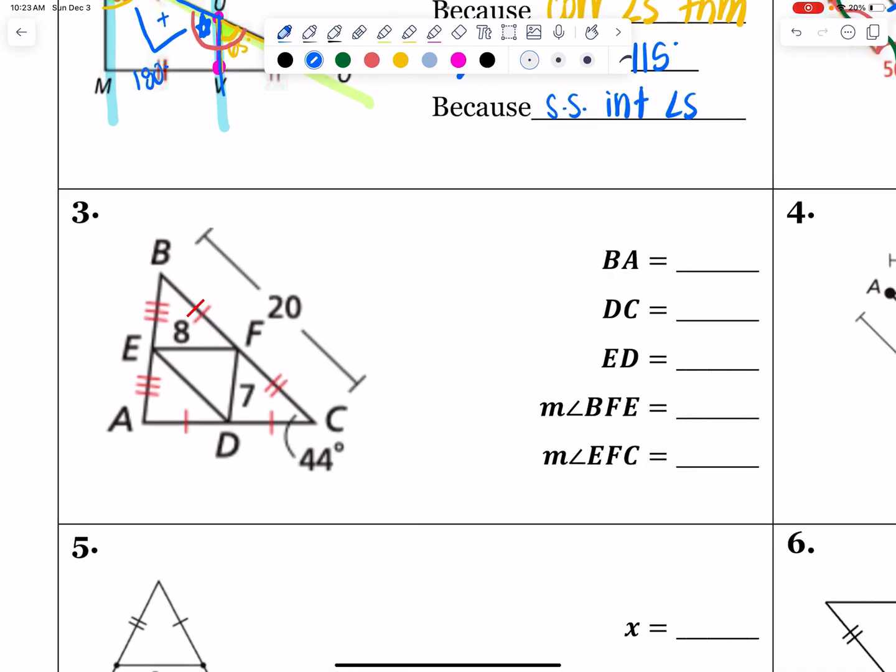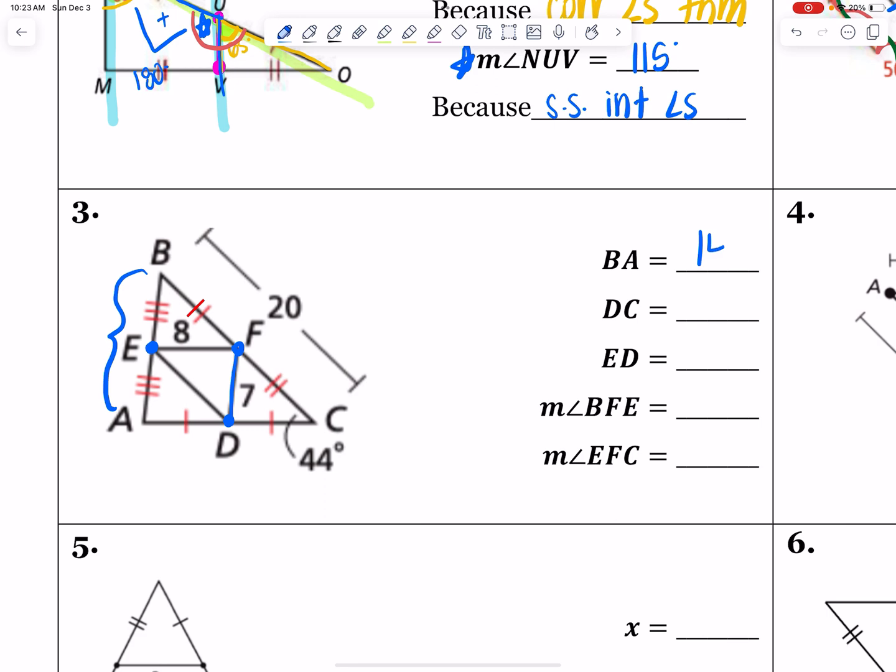All right, number 3. Number 3 is asking us for two things. It's asking us for missing sides and for missing angles. And so the first thing I notice is that it does have the necessary marks. E is a midpoint, D is a midpoint, and F is a midpoint because it shows those congruence marks on either side that are congruent. And so because of that, I'm able to find these missing pieces. So how do I find B to A? B to A is parallel to F to D, which is 7. So that whole thing would be 7 plus 7, which makes 14.